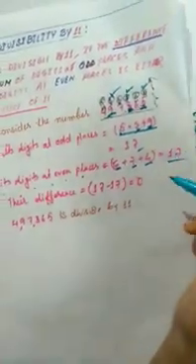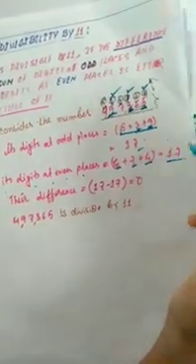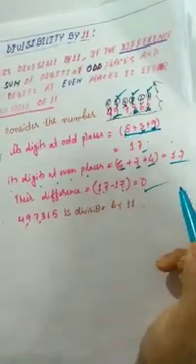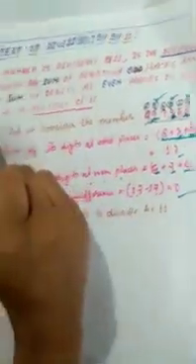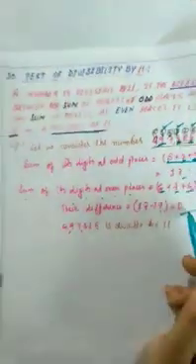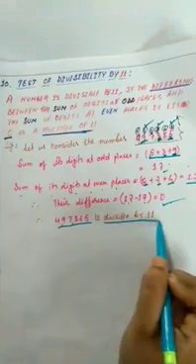Now we have to find their difference. Difference means we have to subtract these two. So 17 minus 17 gives 0. As it is said, the difference should be either 0 or a multiple of 11. Since we have got 0, this whole number is divisible by 11. Clear, children? Next we'll do some problems, then it will be clearer.